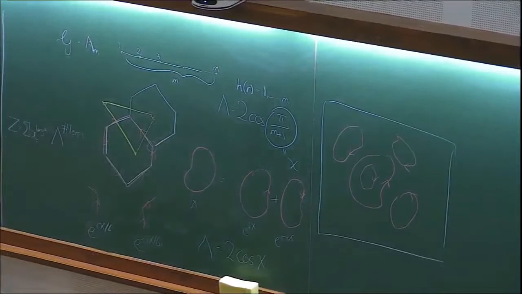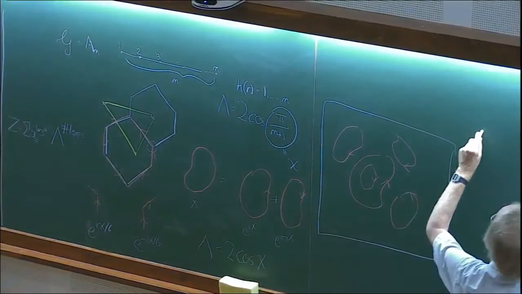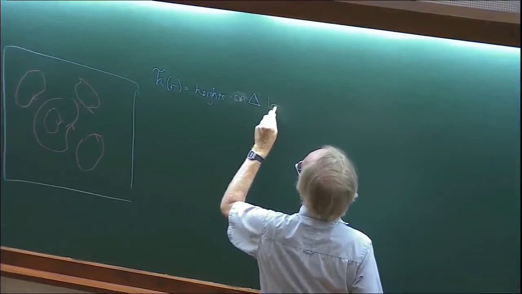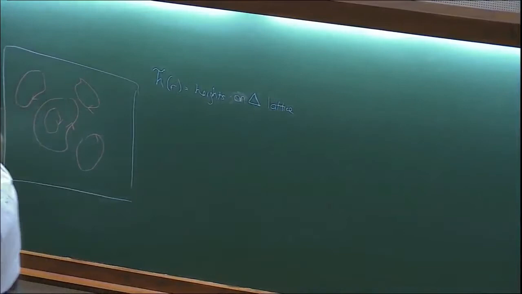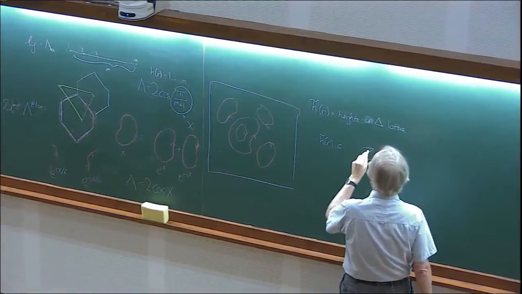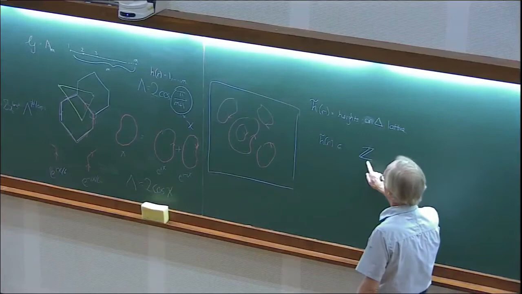And I'm going to introduce a different set of heights. Let me call them H tilde, equals heights on the triangular lattice. But these heights, instead of living on the graph AM, are going to be integers, or in fact, multiples of integers. So for some reason, historically, we take them to be multiples of pi.